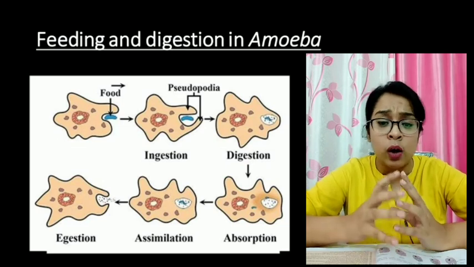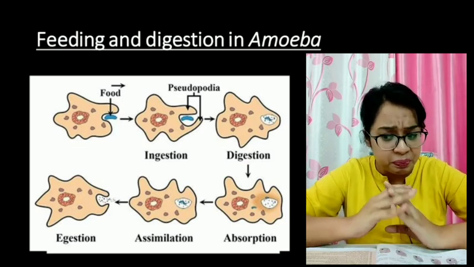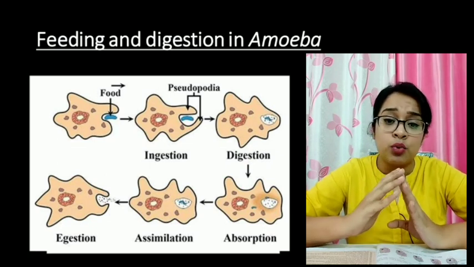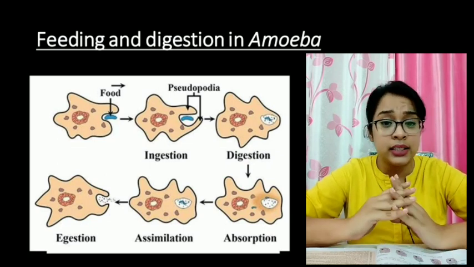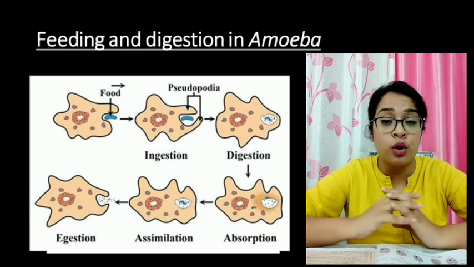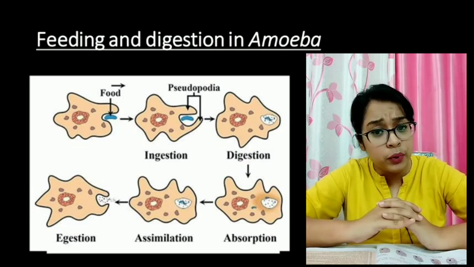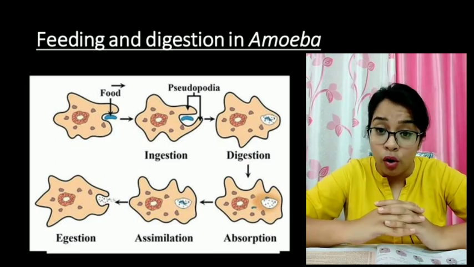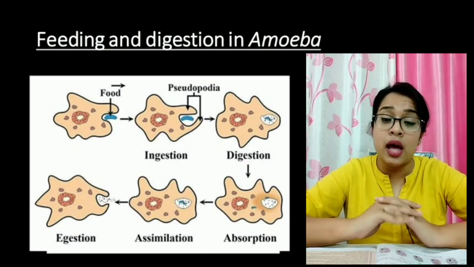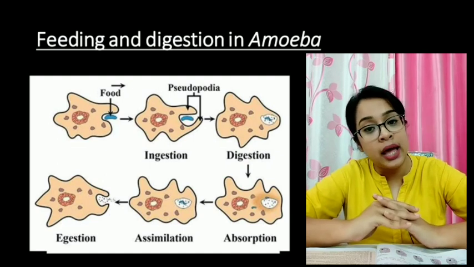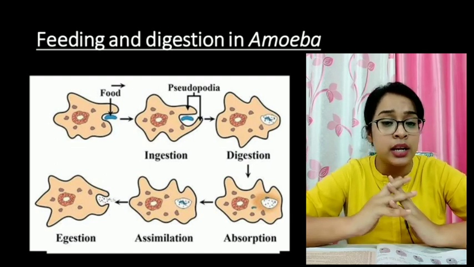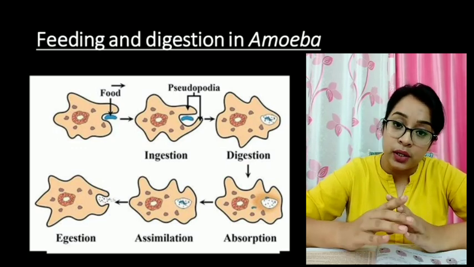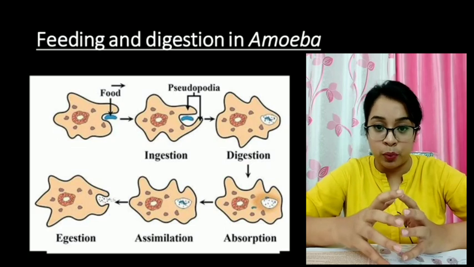So, let's see how amoeba takes the food. Whenever an amoeba sees a food particle, what happens? It extends its cytoplasm and forms pseudopodia. Now, what is pseudopodia? If you break the term, pseudo means false, podia means foot or appendages. They don't have any legs or hands or any appendages. So, by flowing the cytoplasm in a particular area, they can form pseudopodia.